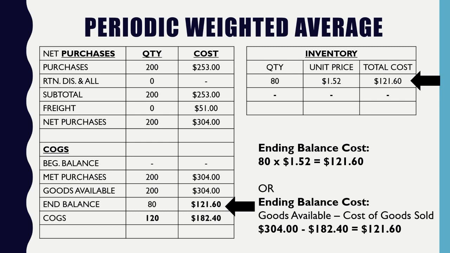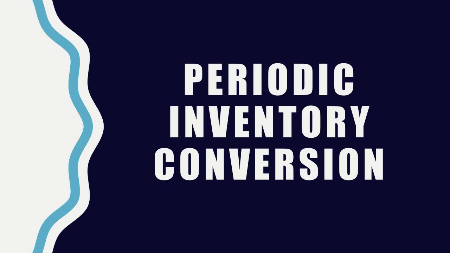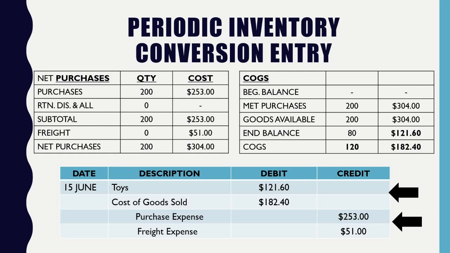Okay. Well, now that we solved this, right? We also have to do our periodic inventory conversion. So it's exactly identical. The only difference is the numbers that we calculated. Since, right, the inventory worksheet allows us to calculate all of those numbers, all you have to do is plug them into your journal, right?